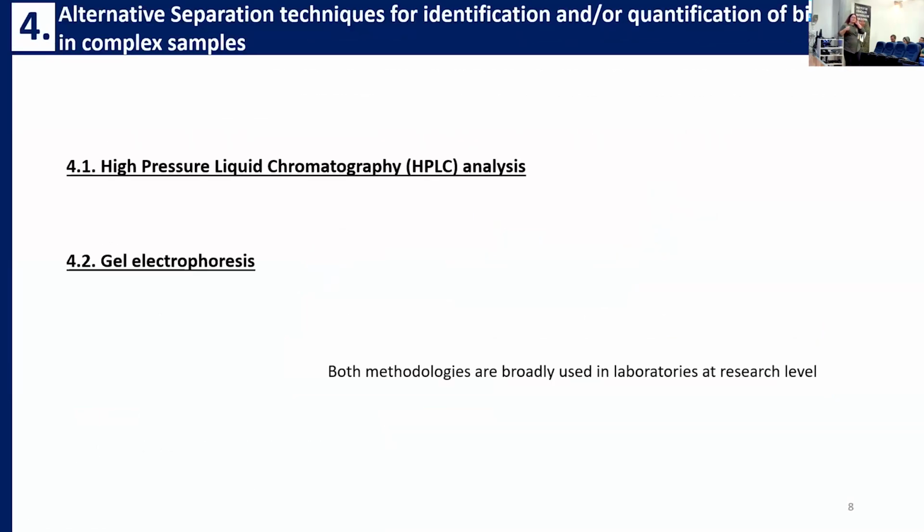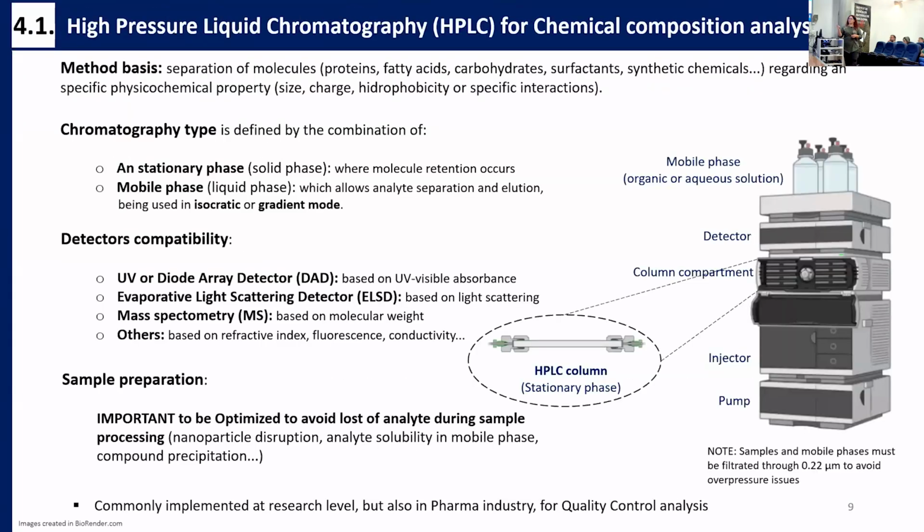So, as an alternative to all of these techniques, today I wanted to do a little overview of high pressure liquid chromatography, HPLC analysis, and gel electrophoresis, which are two methodologies that are well implemented at a research level in laboratories. They are mainly used for the separation of biomolecules in complex samples, but can also be used for the quantification of these biomolecules.